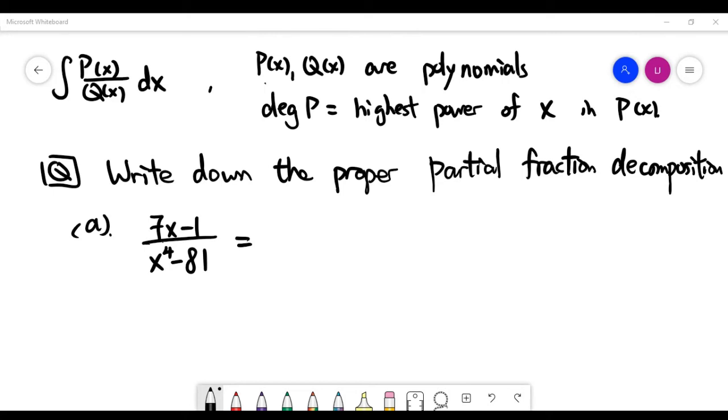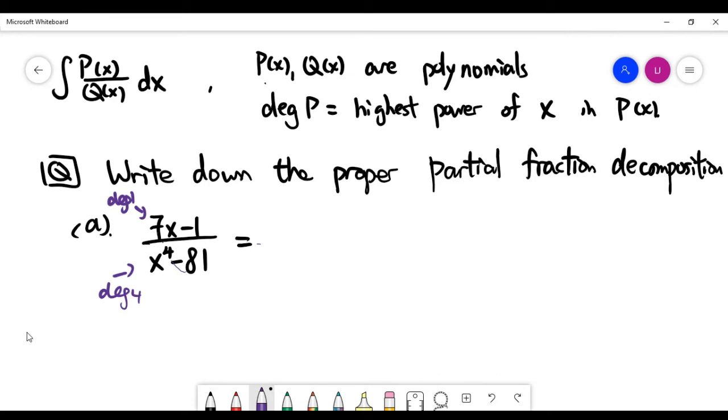Once you're able to find the correct partial fractions, finding the corresponding constants also, and from there you can do the integrations. So one of the key parts in this process is to write down the proper partial fraction decompositions. And please look at the current problem A, where the rational function is 7x minus 1 divided by x to the power 4 minus 81. Please check the degree first. We want the degree at the bottom to be higher. And now it is good because the bottom actually has degree 4 and the top has degree 1, right?